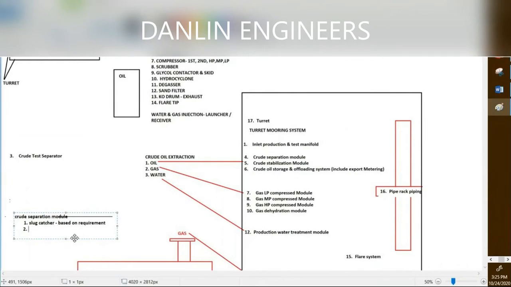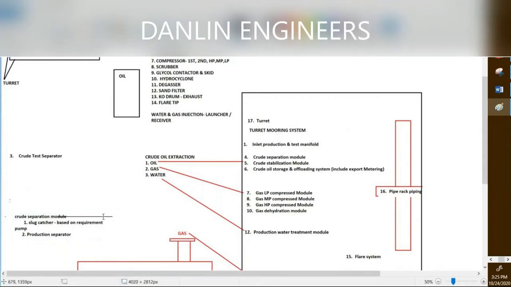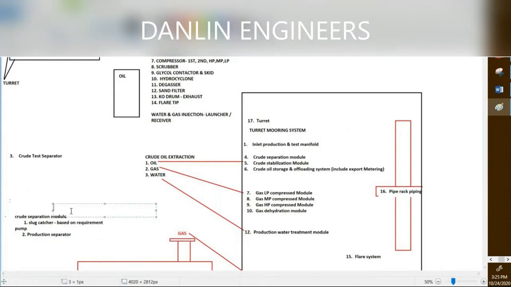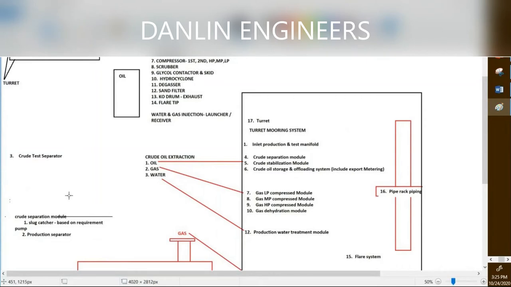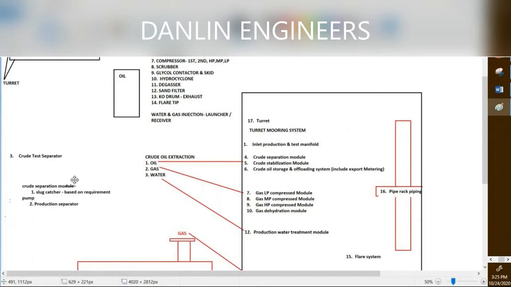The slug catcher will be there, and then the production separator will come into the picture. In between that, one pump will also be coming. So these are the main equipment arrangement, the main equipments that come into the picture in the crude separation module. So we have to understand. Then the next one coming is the crude stabilization module.